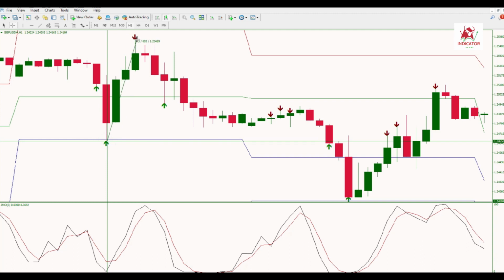Exit with a fast profit target: on the 15 minutes, 8 to 10 pips; on the 30 minutes, 12 to 16 pips, or at the pivot points levels. Stop loss: 15 pips below or above the entry bar.